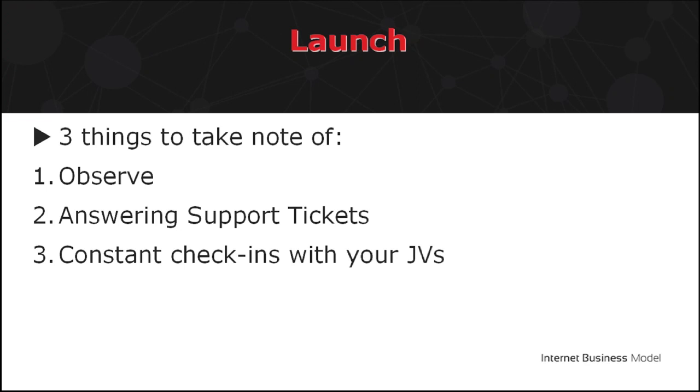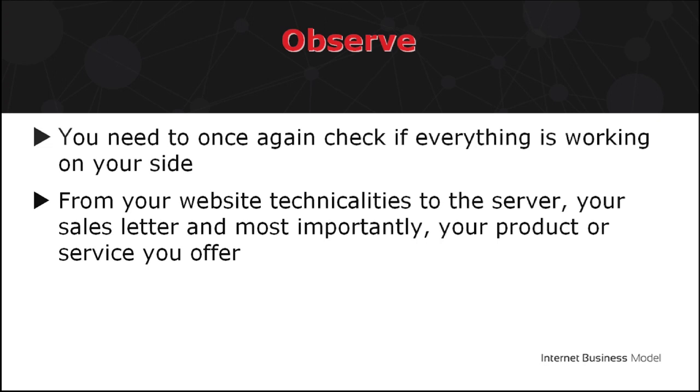There are 3 things to do during the launch phase. 1. Observe. 2. Answer support tickets. And 3. Constant check-ins with your JVs. The first checklist is about observation. You need to once again check if everything's working on your side, from your website technicalities to the server, your sales letter, and most important, your product or service you offer.